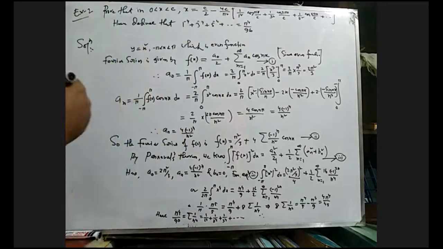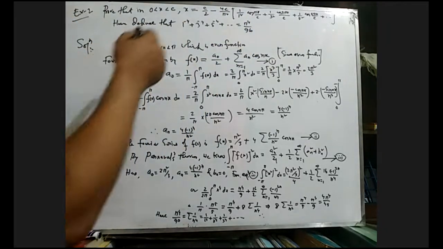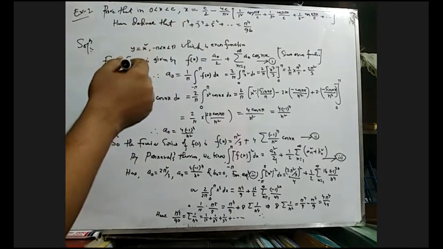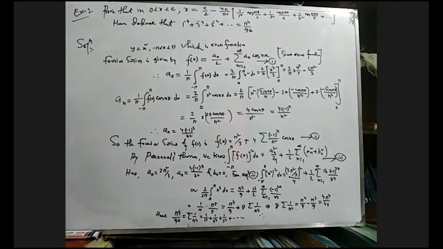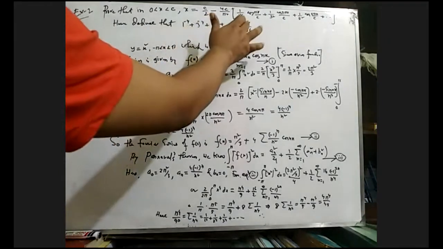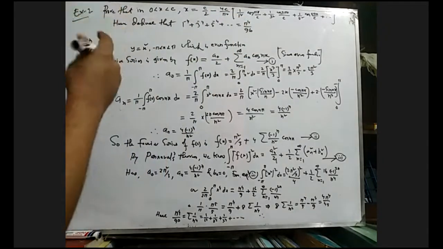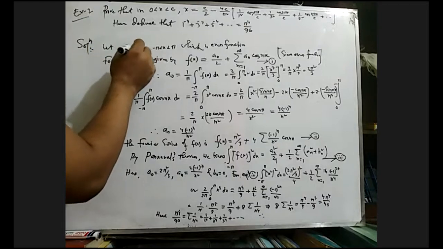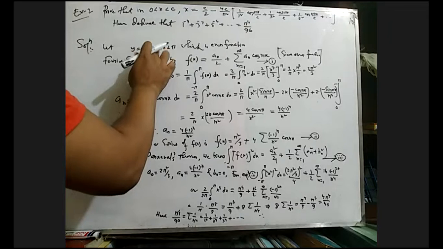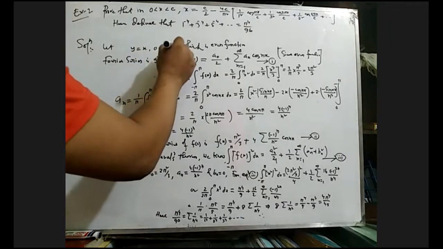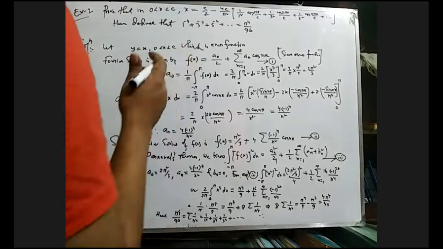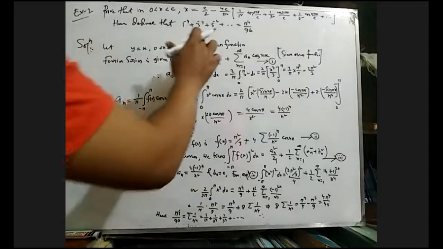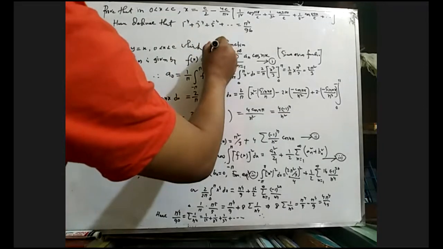So for this, to find the sum, every positive integer here is an odd number. So the sum of this, we have to prove, is pi to the power 4 by 96. So you have to consider a function, let y equals x, and the interval will be 0 to c. Which one is it, odd or even function? Actually, this is an odd function.